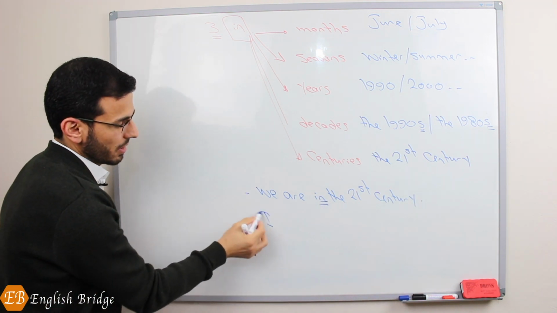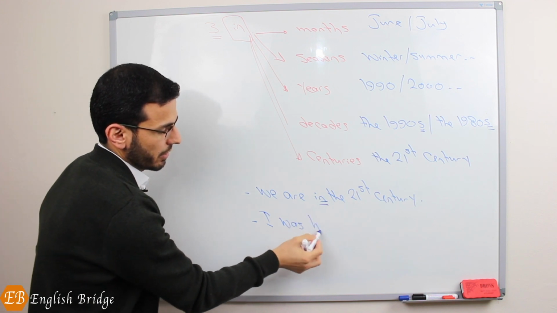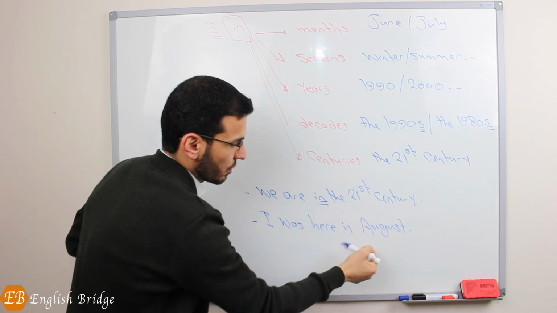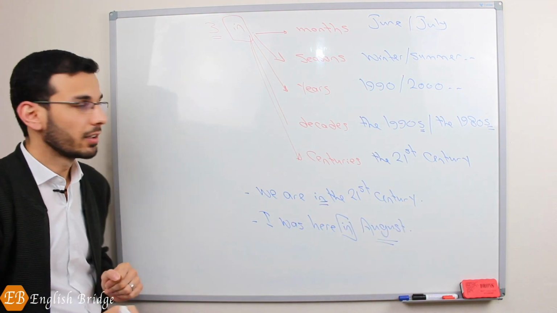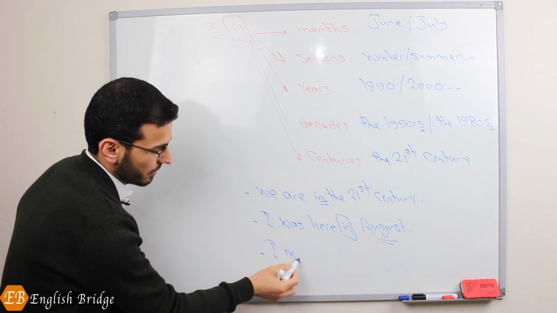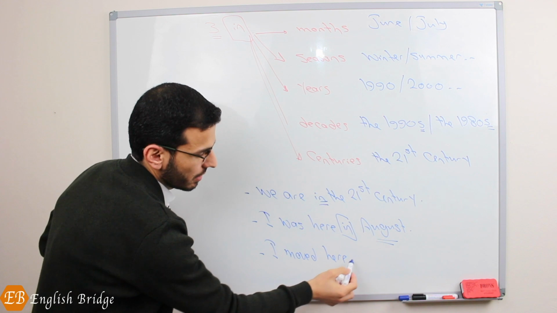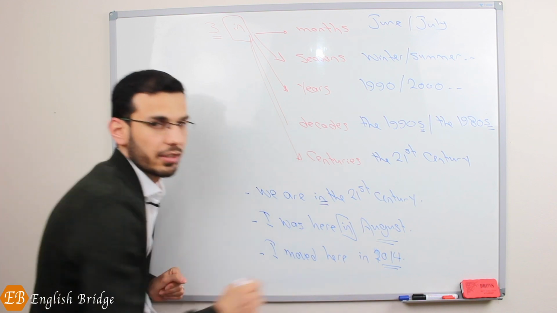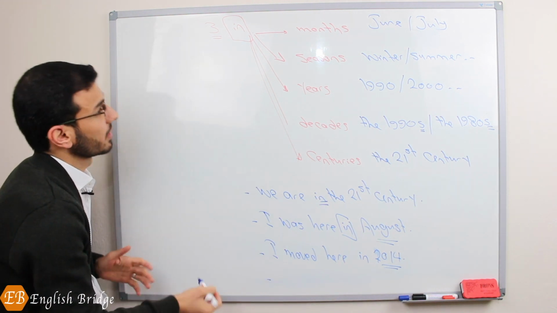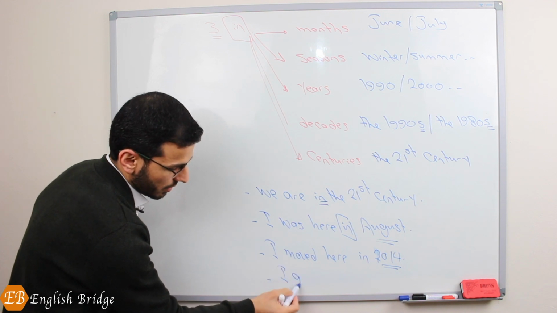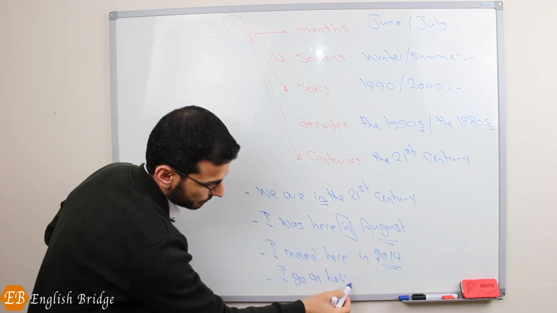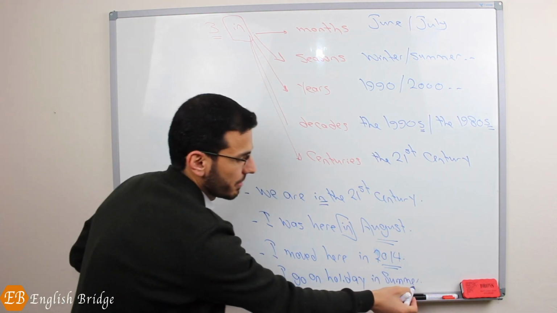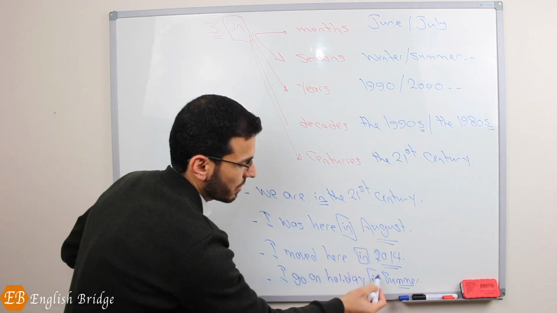Another example, I was here in August. So August is a month, so we use it with in. Another example, I moved here in 2014. 2014 is a year, so we use it with in. And one more example is, let's talk about seasons. I go on holiday in summer. All right, summer is a season, so we use it with in.